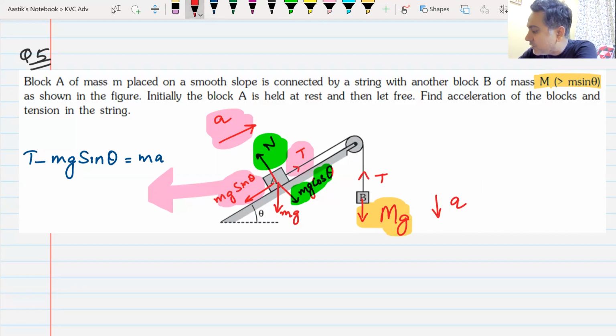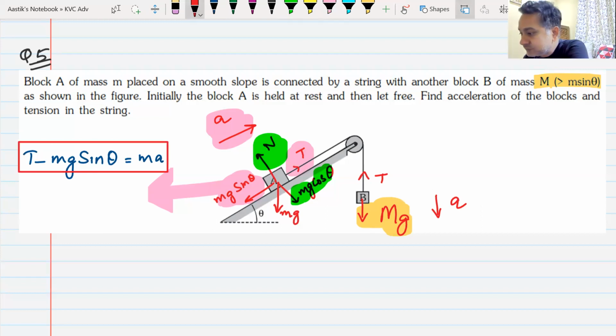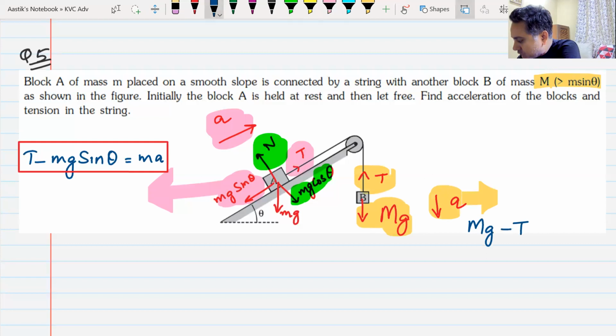How many of you were able to make this equation? Please raise your hands. All of you. And it's half of the question. What is remaining? Now look at this and tell me the equation for this one. Capital Mg minus T is equal to capital M into a. That's it. These are the two equations.